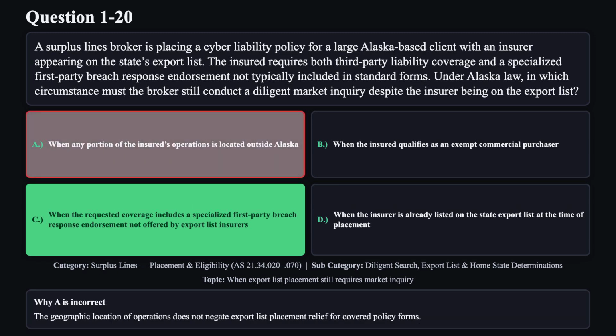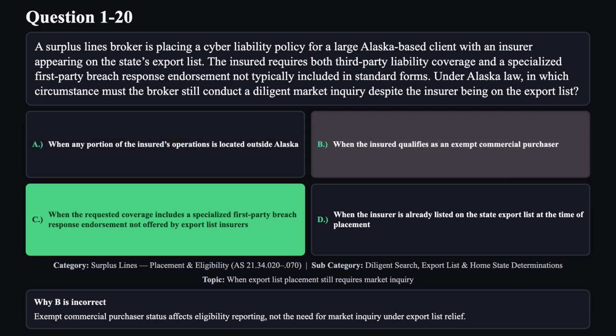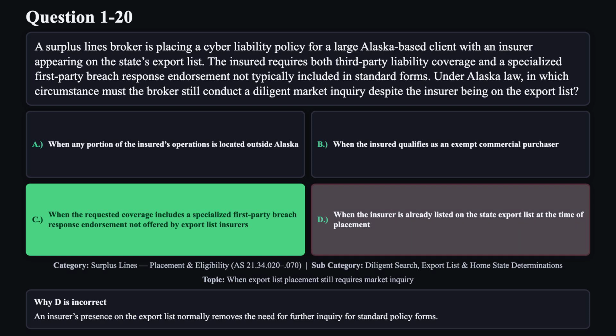Reason A is not correct. The geographic location of operations does not negate export list placement relief for covered policy forms. Reason B is not correct. Exempt commercial purchaser status affects eligibility reporting, not the need for market inquiry under export list relief. Reason D is not correct. An insurer's presence on the export list normally removes the need for further inquiry for standard policy forms.